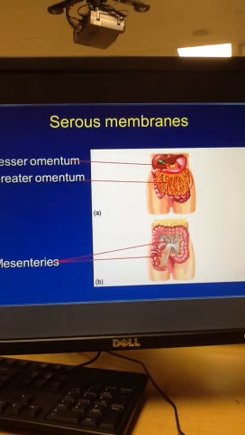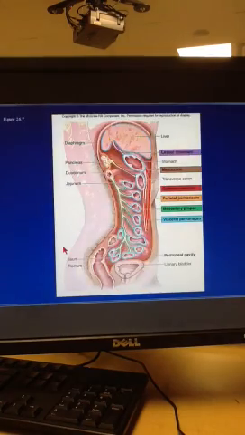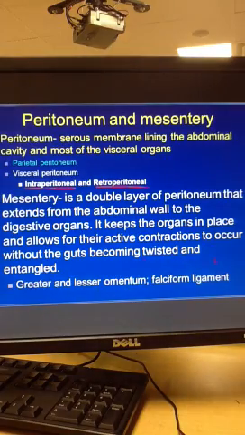Between the stomach and the liver up here is what is called the lesser omentum, and it is attached to the lesser curvature of the stomach. We'll talk about the stomach in a few minutes. The greater omentum is attached to the greater curvature of the stomach right here. And so those mesenteric membranes act to lubricate and keep the bowels from getting all twisted up and entangled.